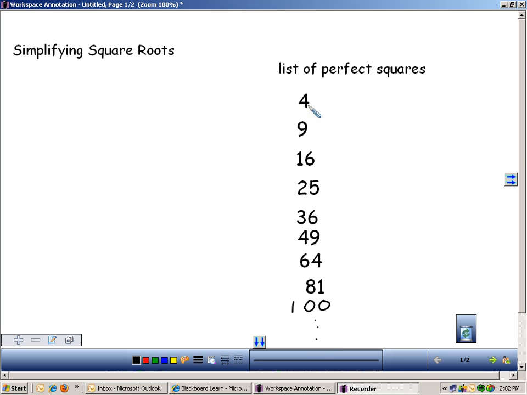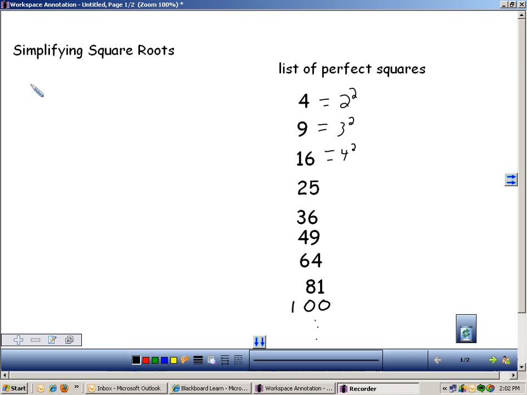4 is a perfect square since 4 equals 2 squared. 9 is also a perfect square because it equals 3 squared. 16 is a perfect square because it equals 4 squared, and so forth. You may want to make this list on an index card or a piece of paper and have it handy while you're simplifying square roots.